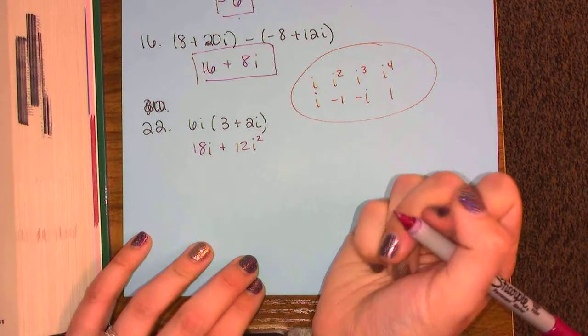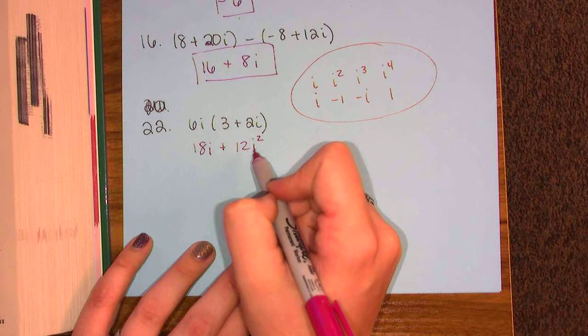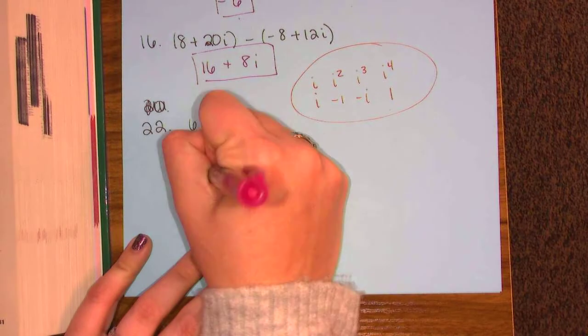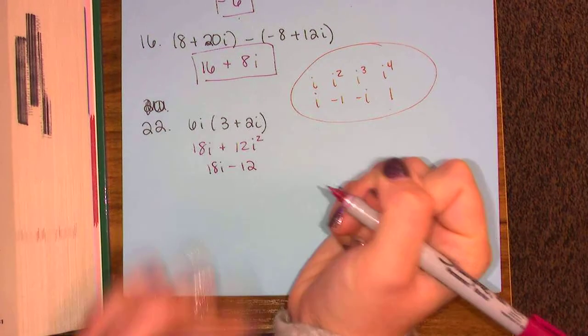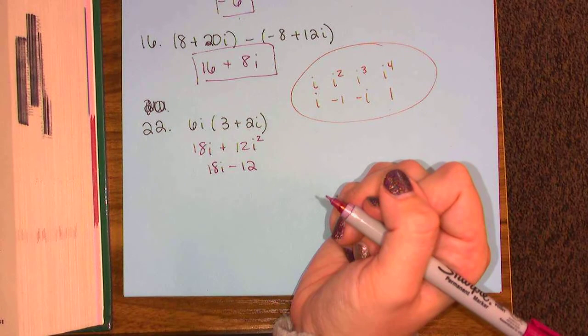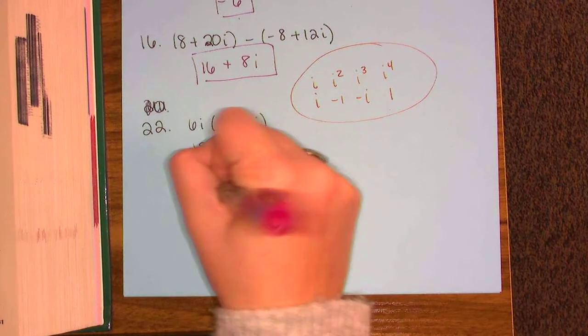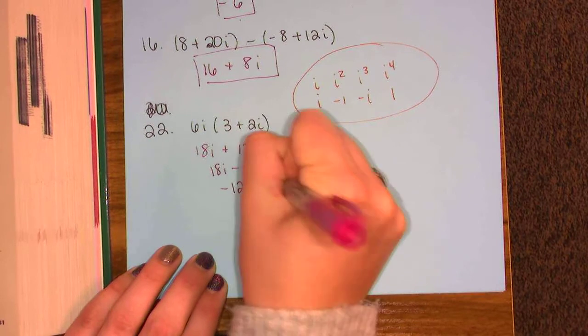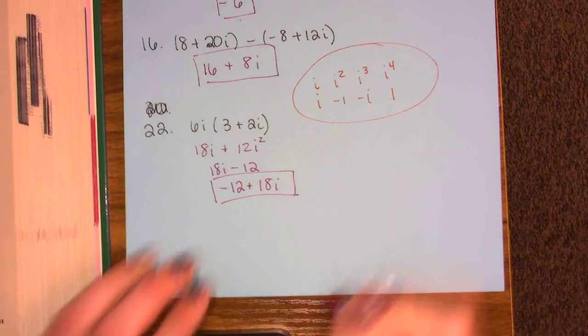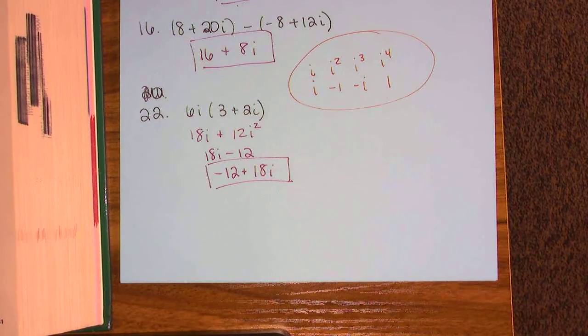i squared is negative 1, so 18i minus 12. Am I done? Negative 12 plus 18i. It has to be in standard form, so the i term has to be second, the real term has to be first.